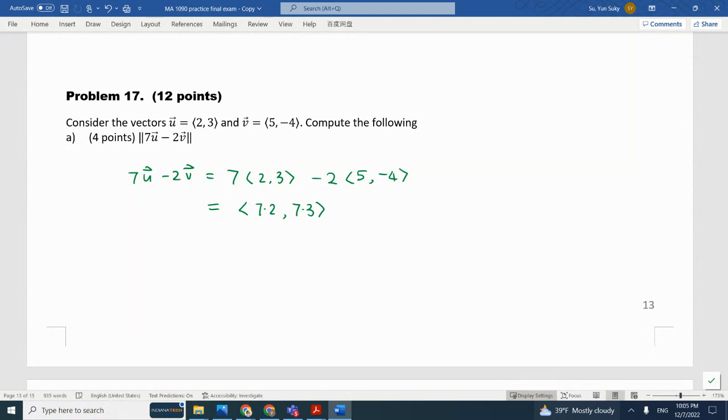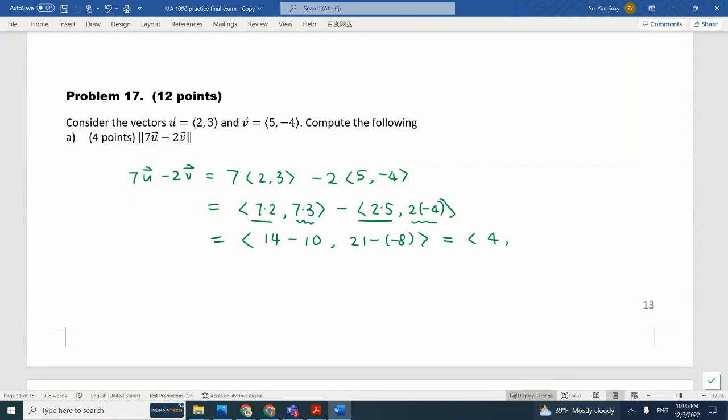Then negative 2 times 5 and 2 times -4. When we do the addition and subtraction, we calculate component-wise. So 7 times 2 is 14, that's the first coordinate, and minus 2 times 5 is 10. So you do the first coordinate operations, and then the second coordinate: 7 times 3 is 21, and then minus 2 times -4 is -8.